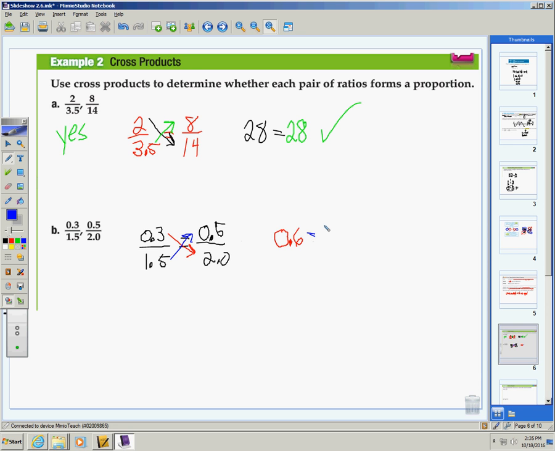I get 0.75. And since these are not equal, and the way we show not equal is we put a slash through the equal sign, these are not equal, so this is not a proportion. We would say no, these ratios do not form a proportion because when I took the product of the extremes, it was not equal to the product of the means.